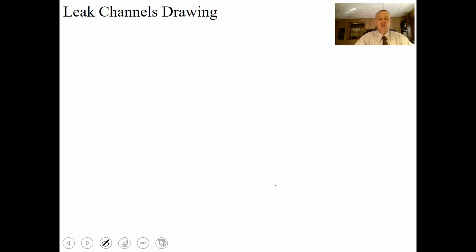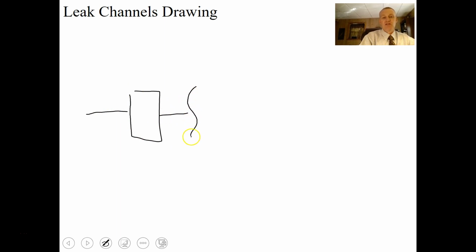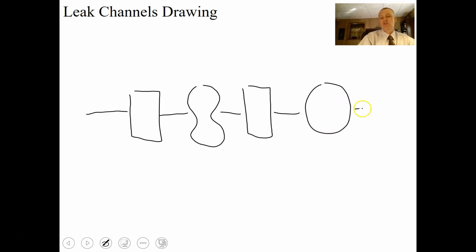So there's a little bit more to this picture here, and I wanted to sketch out these little leak channels that form inside of the cell membrane. So let's just draw some little leak channels here. The little rectangles are going to represent potassium leak channels. These little hourglass-shaped proteins are going to represent sodium leak channels. So here's another potassium leak channel. And then the circle is going to represent the sodium-potassium pump.